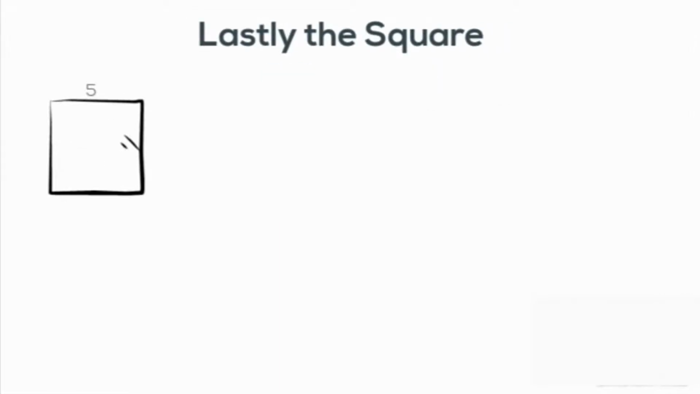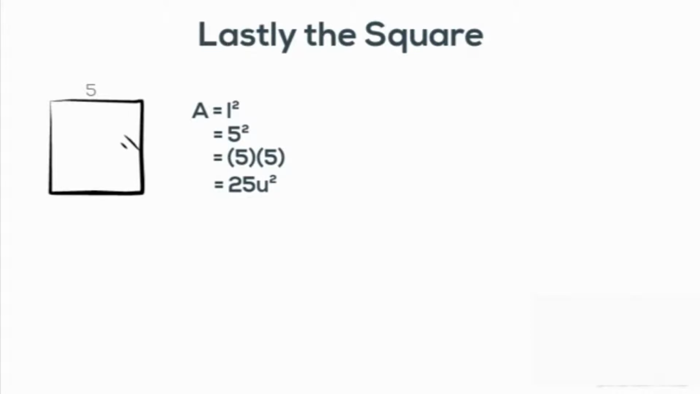Lastly, the square, which, I'm sorry to say, is the least, as it is the easiest. The area formula for this is L squared, or length times length, which means that basically whatever number you see on this square, you square it. But let's go into more detail.